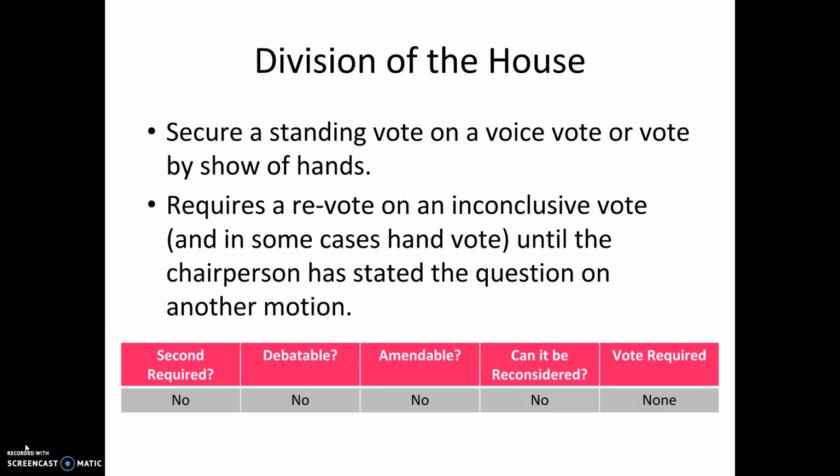It does require a revote on an inconclusive vote until the chairperson has stated the question on another motion. So until the chairperson has a clear decision on who got the vote, the division of the House stands. It does not require a second. It is not debatable. It is not amendable. It cannot be reconsidered. And there is no vote required on a division of the House. You just go ahead and you re-vote on the motion.